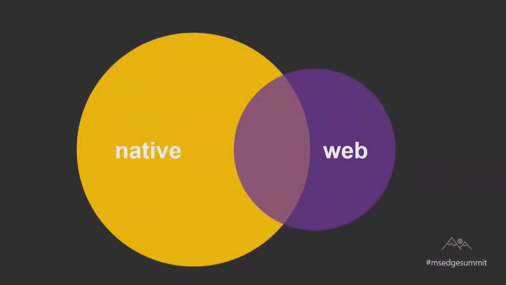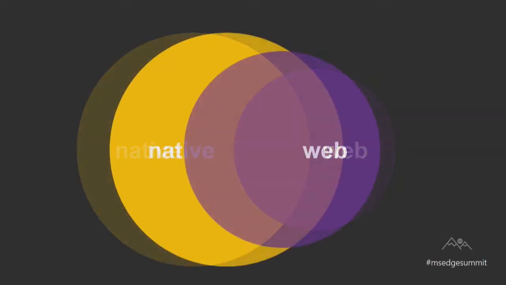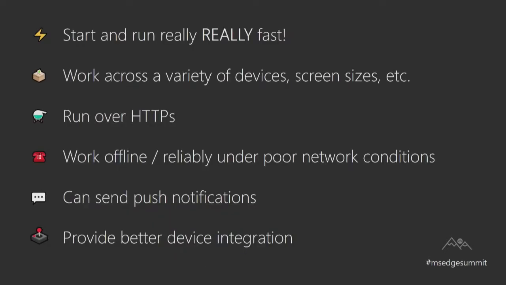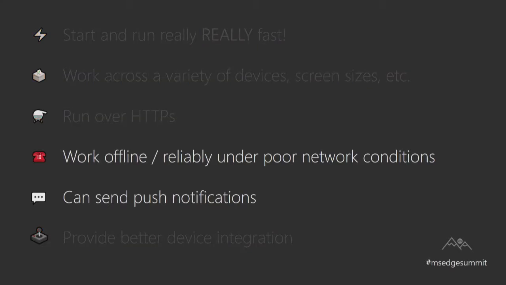So we came from a world that looked like this, where the capabilities were very far apart, to a world that's very much closer. And so you're able to take advantage of much greater capabilities in the web, like you can with native. Touching back on what Krupa was talking about in terms of the PWA principles, I'm going to be focusing on two of those things. We're going to be talking about working offline and reliably under poor network conditions, and also being able to send push notifications when the browser is not open.